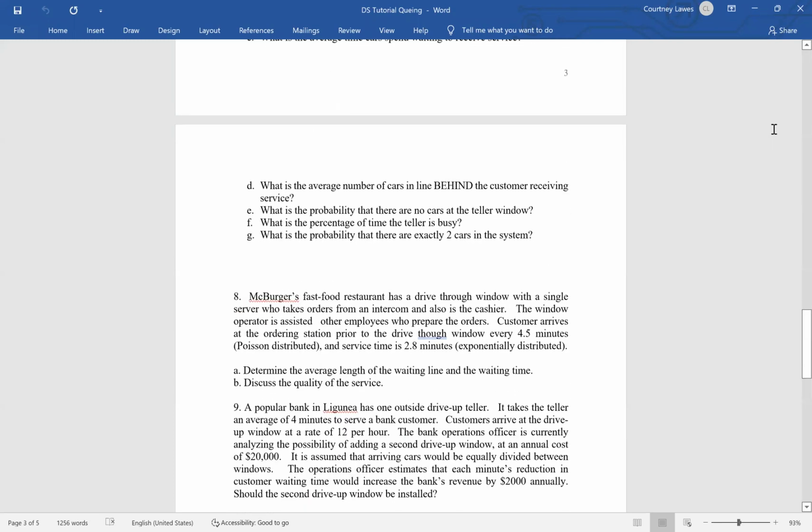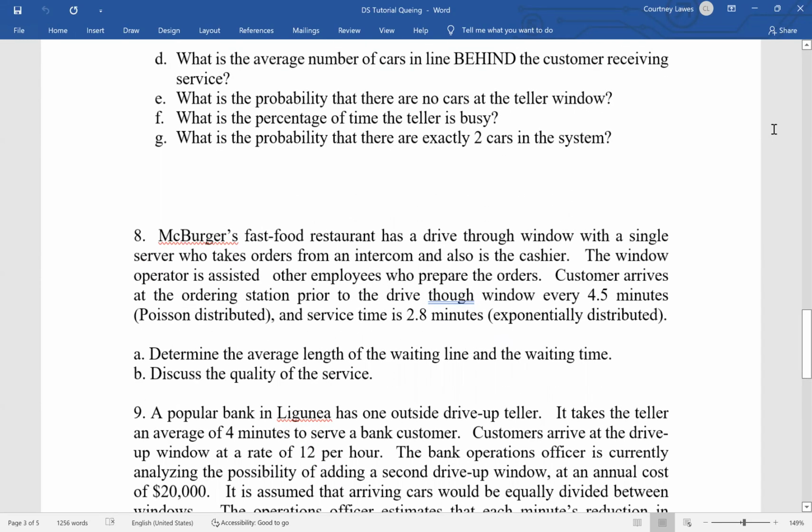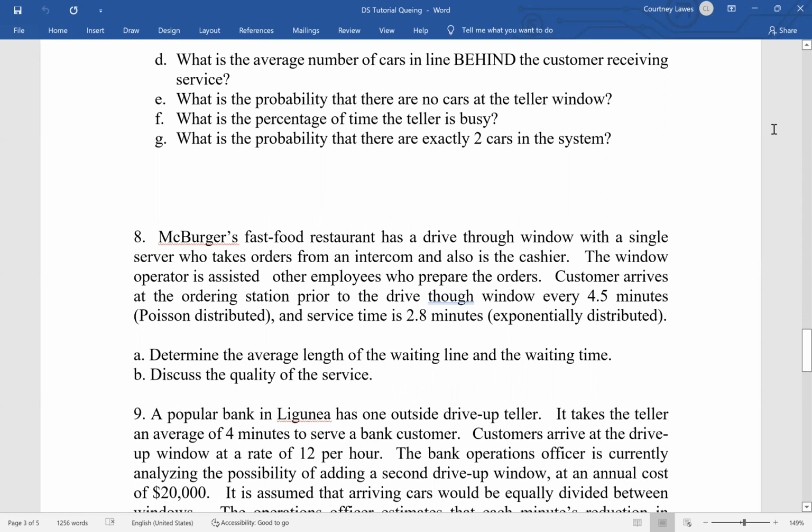Let's see this burger one now, question 8. Matt Burger fast food has a drive-through window with a single server, operated by other employees to prepare orders. A customer arrives at the order station prior to the drive-through window every 4.5 minutes, and the service time is 2.8 minutes. So let's see if this is correct. One of those problems was given to me.